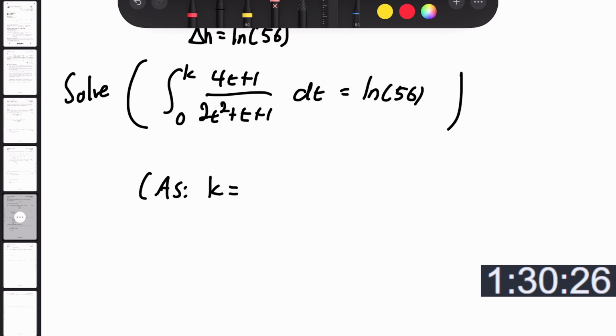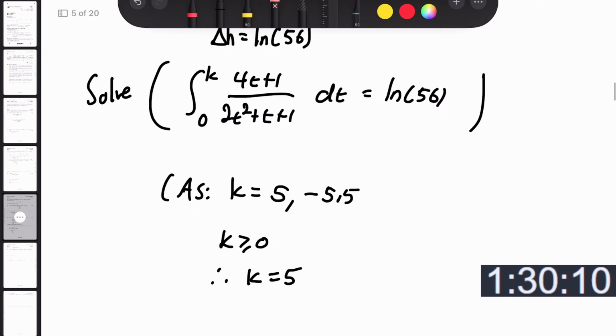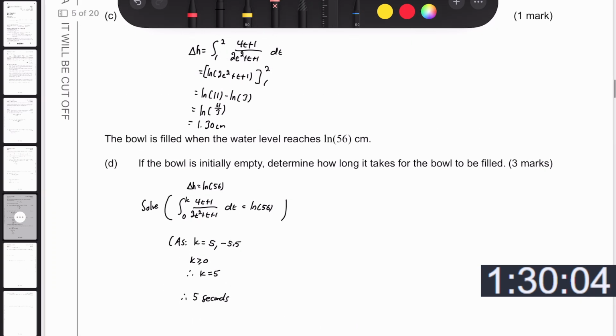No solution, because I didn't put give me y. K is equal to 5 or negative 5.5. Clearly k has to be greater than or equal to 0, therefore k must be 5. So then 5 seconds. Wow, 5 seconds does not seem like a lot. What the heck?